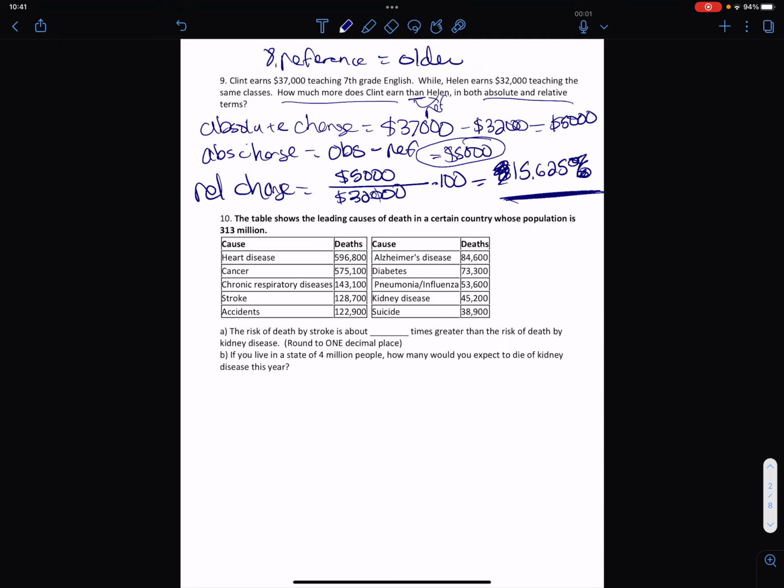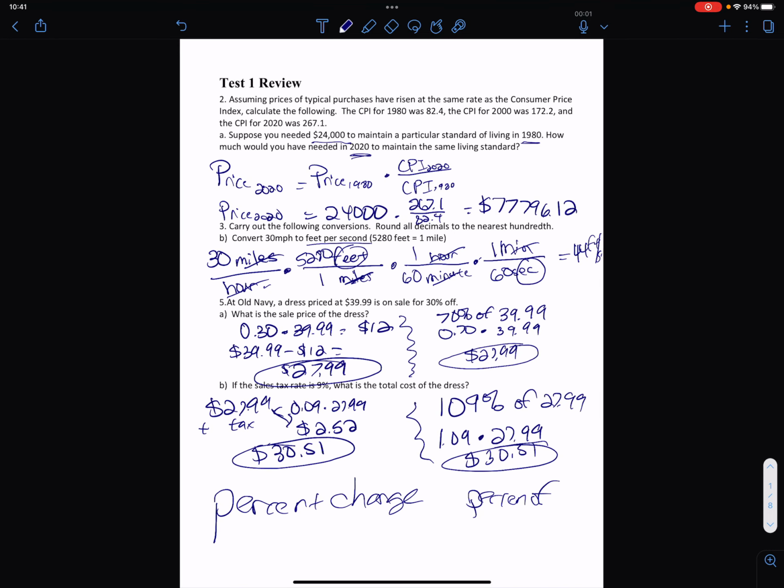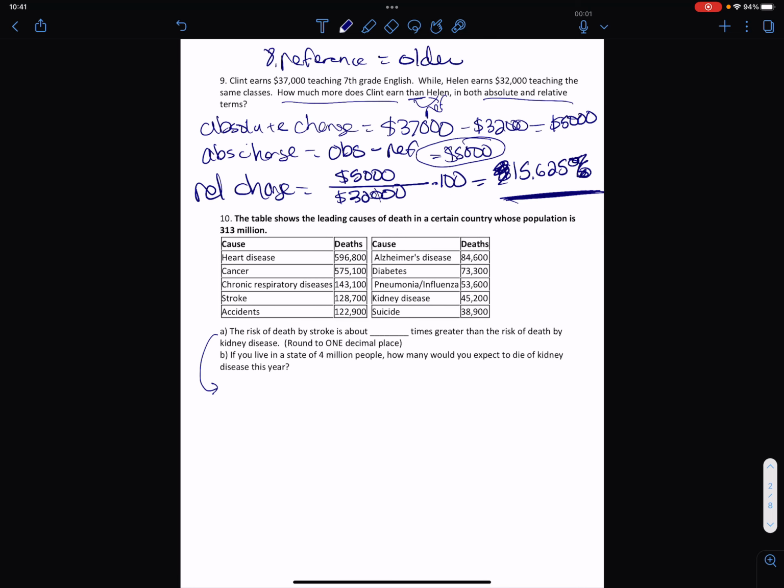All right. Part 10. This table shows the leading causes of death in a certain city whose population is 313 million. The risk of death by stroke is about how many times greater than the risk of death by kidney disease? All right, so technically here, we are comparing the risk of death by stroke to the risk of death by kidney disease. Both of those calculations, though, are the number of deaths divided by the total population. So since we're referencing the same total population, I can actually solve this by just comparing the deaths by stroke to the deaths by kidney disease.